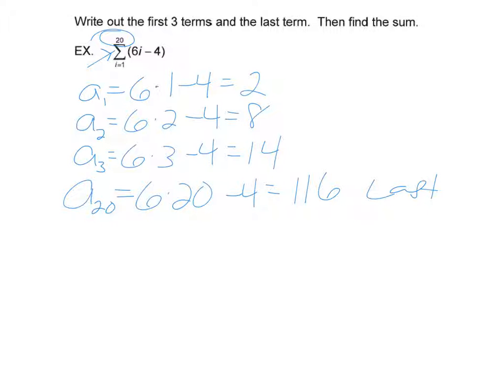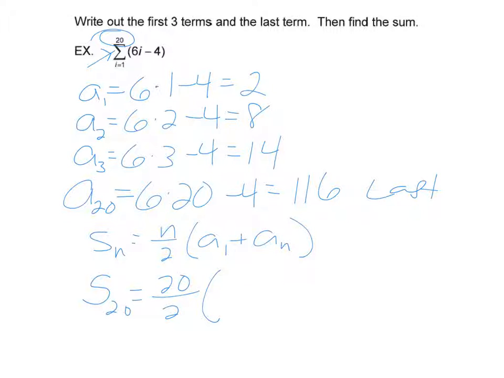Then they want the sum. So we'll use the formula that we just talked about. S sub n equals n over 2 times a1 plus an. And so the last term is the 20th. So we're finding the sum of the 20 terms. 20 over 2 times first term is 2 plus 20th term is 116, and that all comes out to be 1,180.